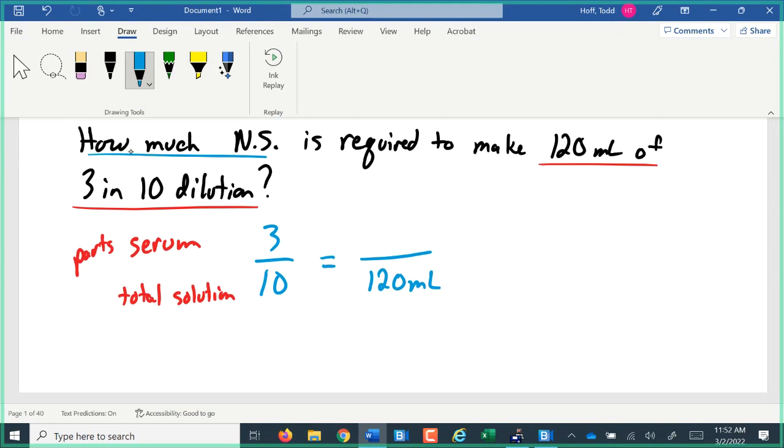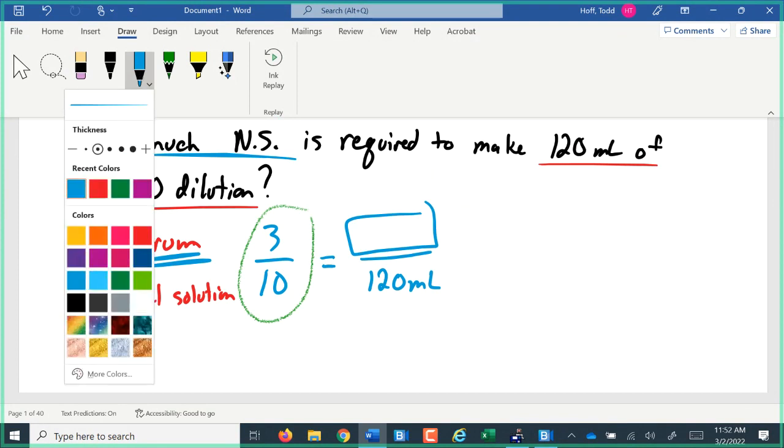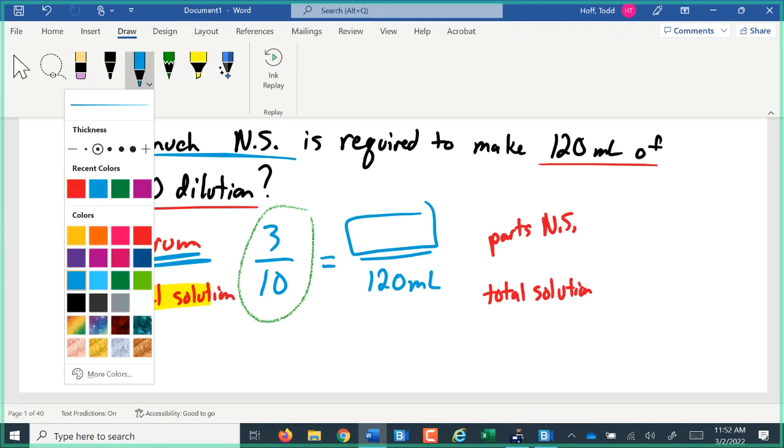I'm looking for how much NS is required though. This number up here would not give us the amount of normal saline or sterilized water. It would give us the amount of serum. This is not the ratio that I need here. What I need is a ratio that tells me parts of NS to total solution. Because when I have the 120 milliliters as the total solution, I still need that part. I just need the normal saline or the sterilized water rather than the amount of the serum.